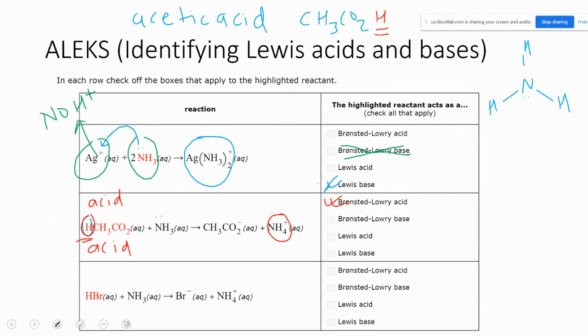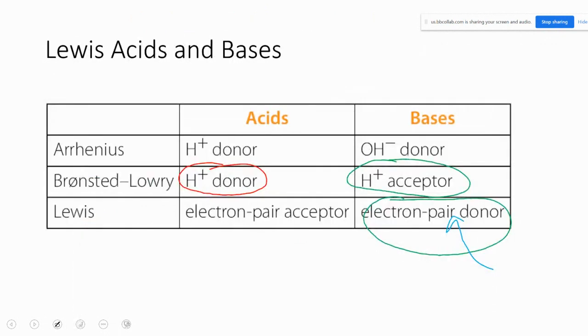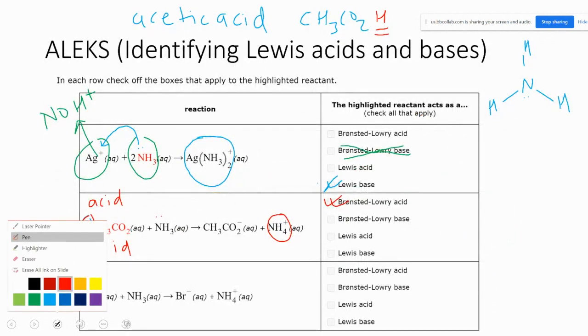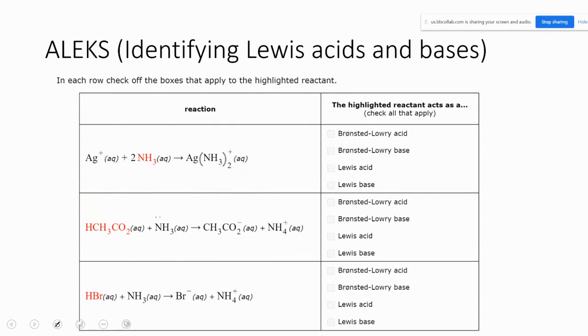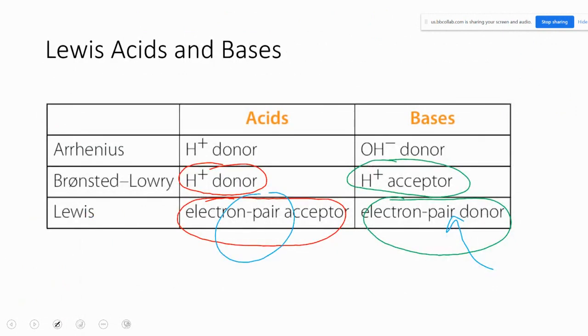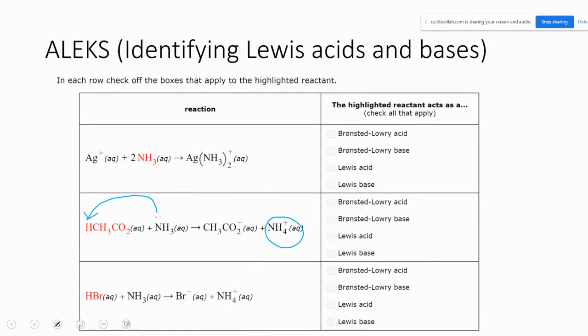All right. What about Lewis acid? My Lewis acid definition tells me it is an electron pair acceptor. What's this? So you have a lone pair of electrons on this nitrogen. That's what's happening here. This lone pair is being given to this H to form the NH4+. And my Lewis definition tells me that Lewis acids are electron pair acceptors. In other words, this H accepted the lone pair from nitrogen to make ammonium. That's why this is also a Lewis acid along with Brønsted-Lowry acid.